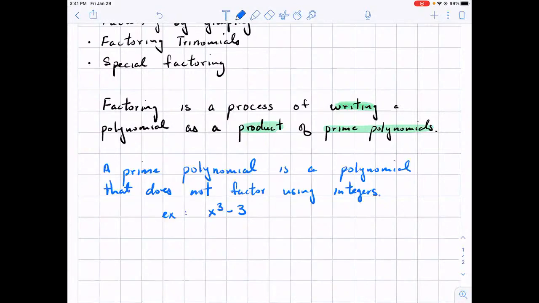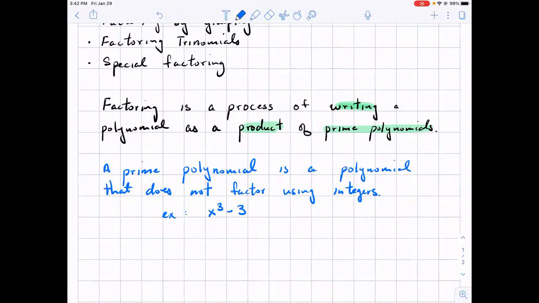So a prime polynomial is a polynomial that does not factor using integers, meaning it cannot be factored anymore. For example, x cubed minus 3 is considered prime because there's no common factor between x cubed and minus 3.